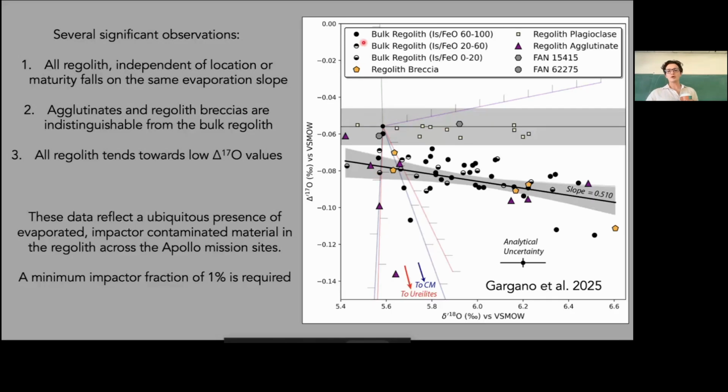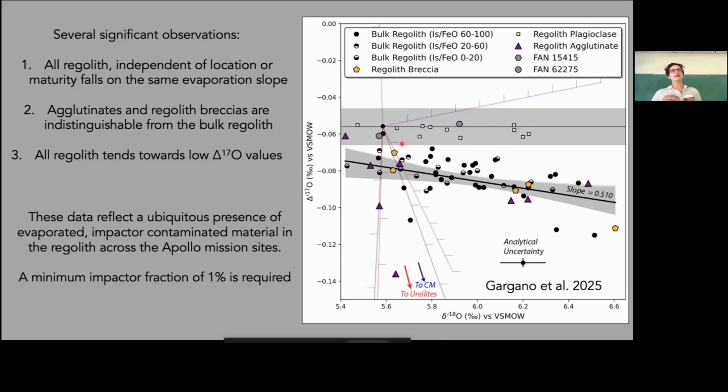So here we have our bulk regolith samples in these black circles. The maturity of that regolith is defined by its series marker present there. We have regolith breccias, agglutinates. We have igneous rock plagioclase present here as well, and a couple fans as well present here. And there's several significant things to take from this plot.